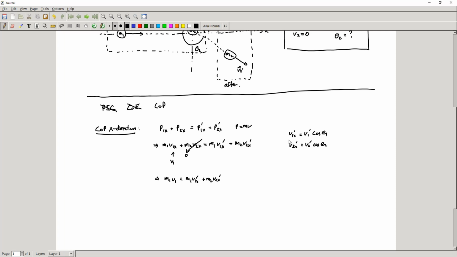So we can substitute that in here, and come up with the equation that we're going to see here. We're going to end up with m1 v1 equals m1 v1 prime cos theta 1 plus m2 v2 prime cos theta 2. Okay, let's box this equation off. We're going to need it a little bit later. We'll call that equation A.